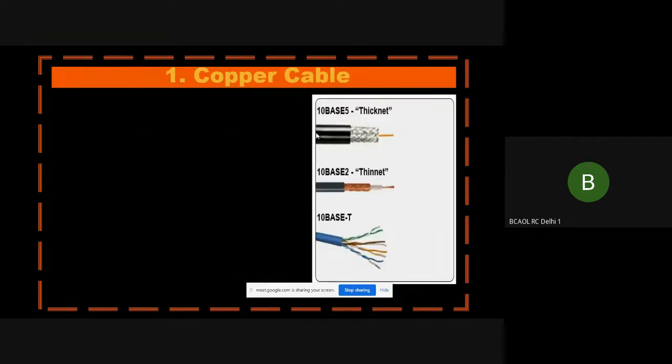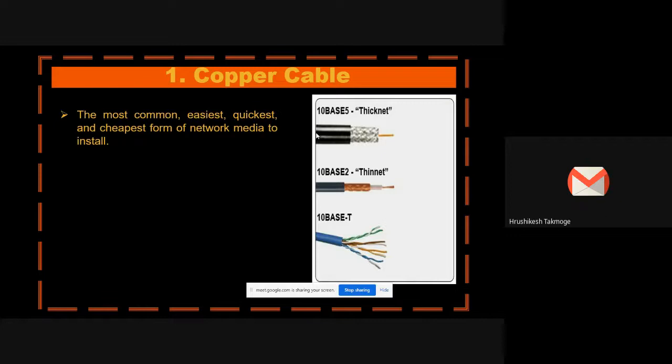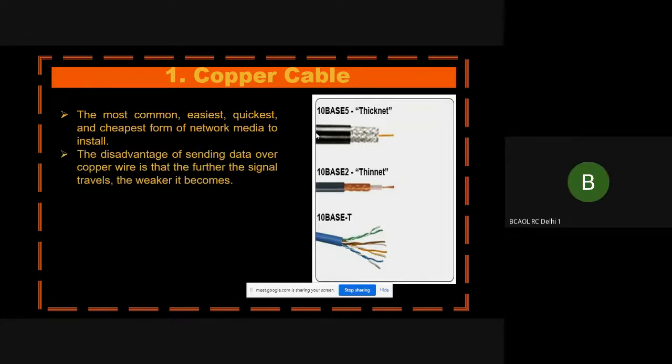So first we talk about the wired media, that is your copper cable. The most common, easiest, quickest and cheapest form of network media to install is your copper cable. The disadvantage of sending data over copper wire is that the further the signal travels, the weaker it becomes. The data travels through the copper wire, and after some time the signal strength goes weak. Because of that, repeaters have to be put.